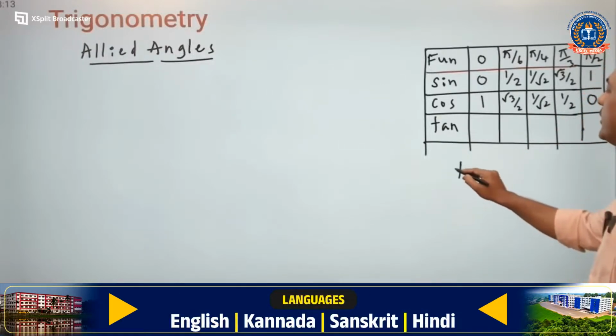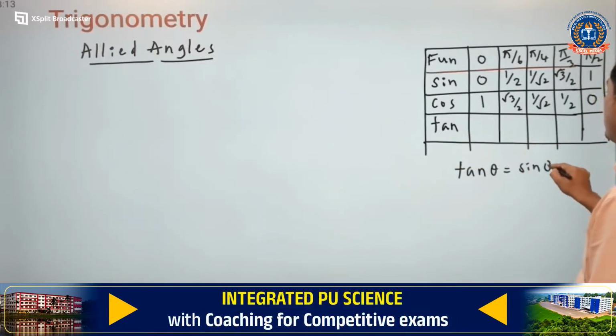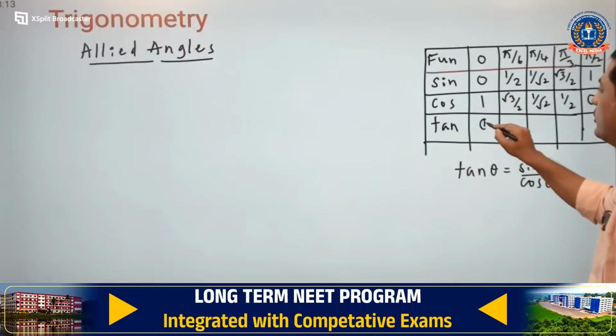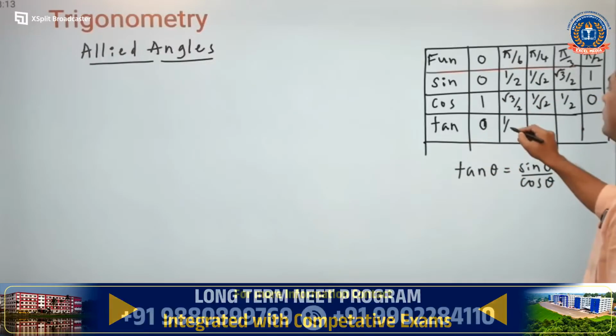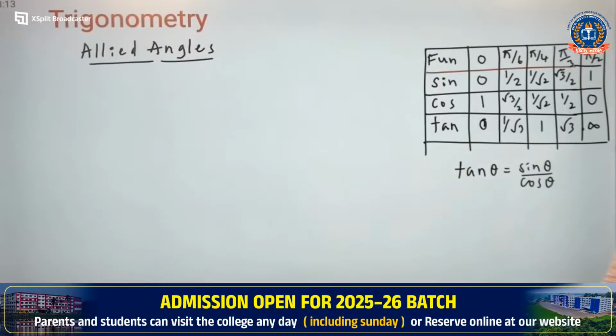How is the tan related to the sin and cos? Tan theta equal to sin theta by cos theta. Directly what comes? 0/1 is 0. This is 1/√3. Take a division on them. It's a 1. It's a √3. It is not defined. Right.